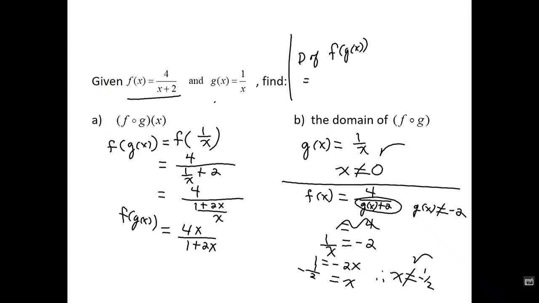Let's express that in interval notation. All right? So the domain is going to be all real numbers less than a negative 1/2, union all real numbers greater than a negative 1/2 and less than 0, union all real numbers greater than 0. So we've expressed the domain of this composition using interval notation.